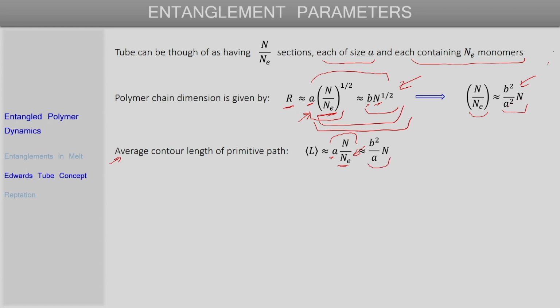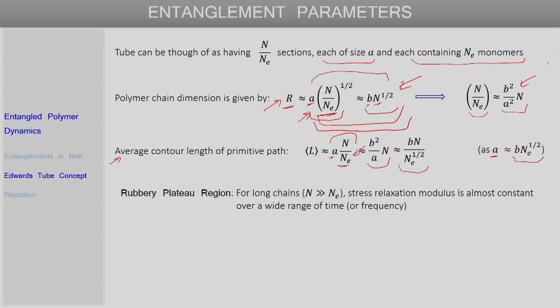So, we get this term, and then finally from here we can simplify to this term, because we already know that a, which is the tube diameter and which is also the length scale, or dimension, of an entanglement strand, is just b times ne to the power half. So, that gives us the dimensions of the primitive path, and we already have the polymer chain dimensions here.